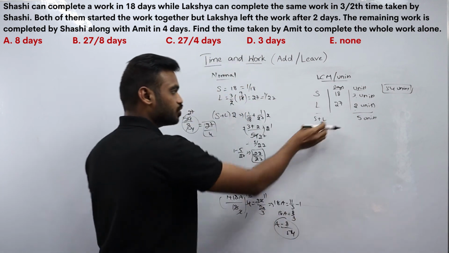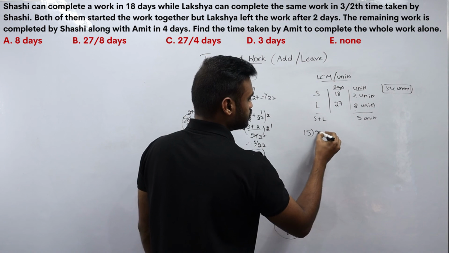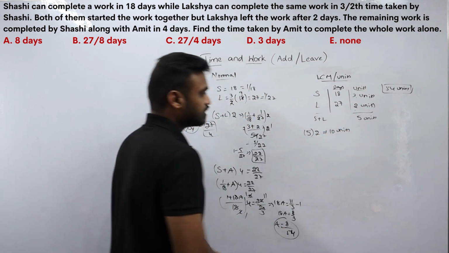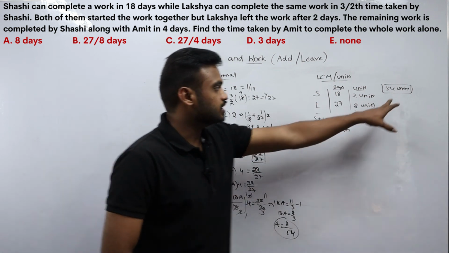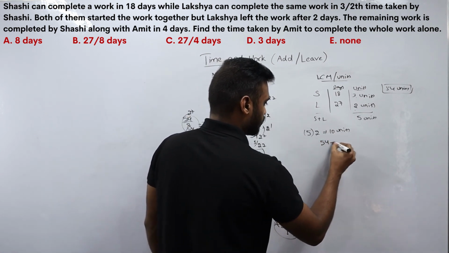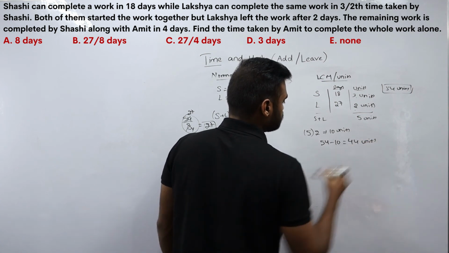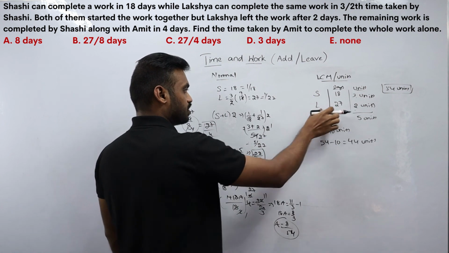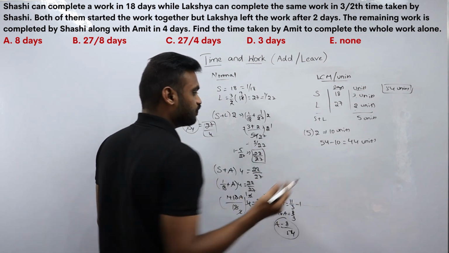They are saying that both are working together for 2 days. So 5 into 2 equal to 10 units of work. In 2 days, Shashi and Lakshya have completed 10 units of this 54 units of work. So the remaining work will be 54 minus 10 equal to 44 units of work. Now Amit has joined Shashi after Lakshya left, and they have completed this 44 units of work in 4 days.